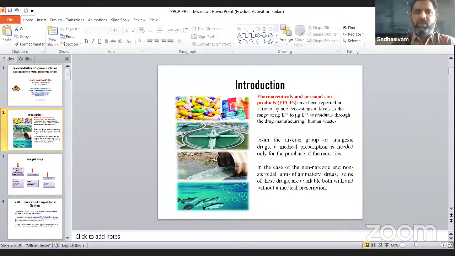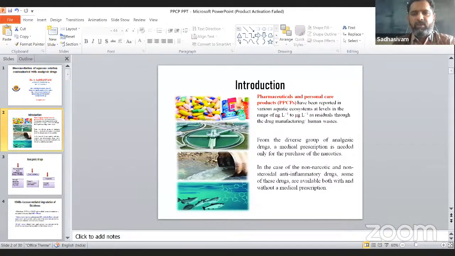So here is case number 1, where the common drug diclofenac could be removed from the aqueous system using different biotechnological approaches. As I said earlier, diclofenac consumption is insanely high. You can see it is over 1,000 tons per year.